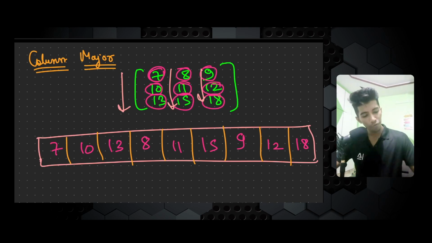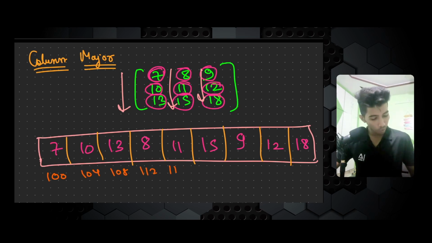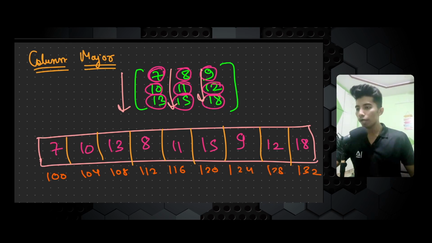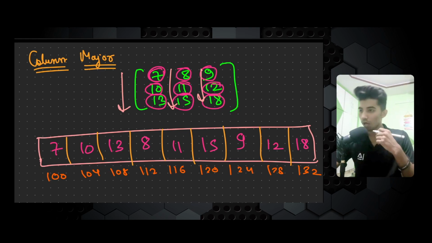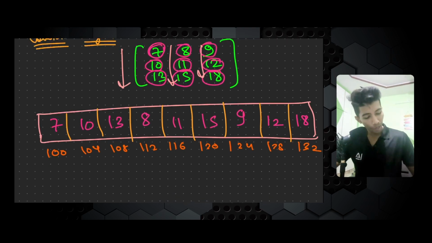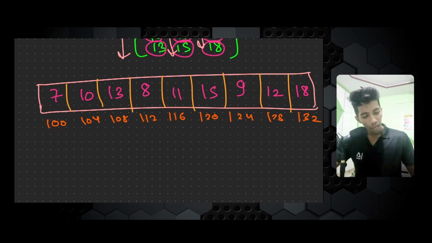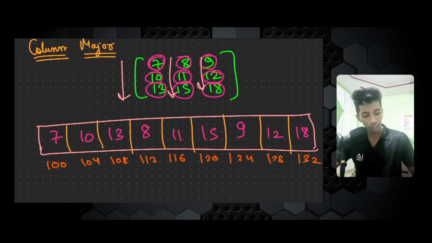Before going further, I will write the memory addresses of it. It is 100 again, and then 104, 108, 112, 116, 120, 124, 128, and ultimately 132. It's very easy so far. Now it's at a very interesting phase. So what are we going to do here? Let me take an example again, and first of all see how we will do this traversal.